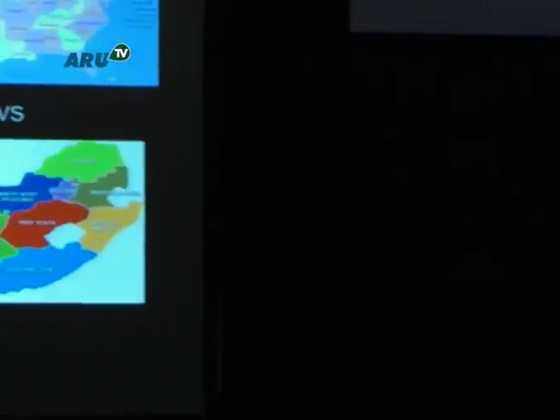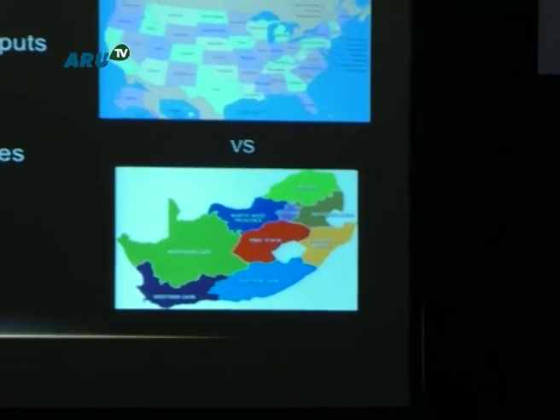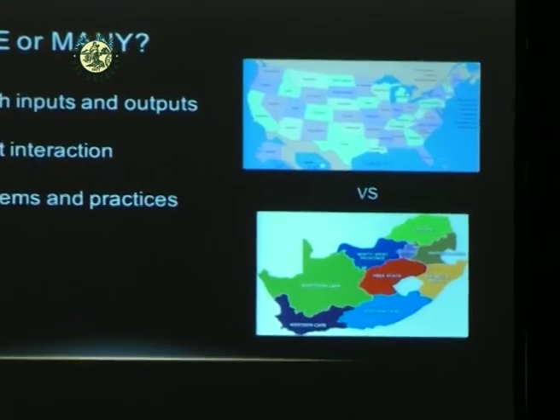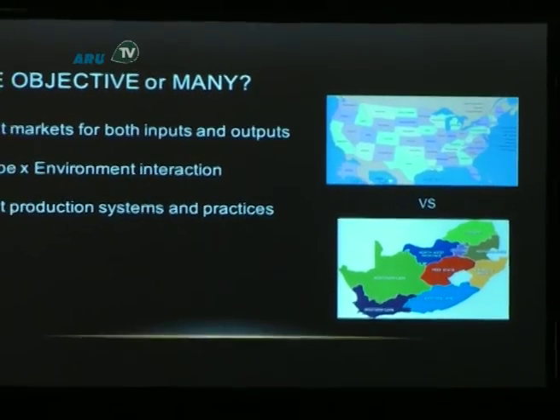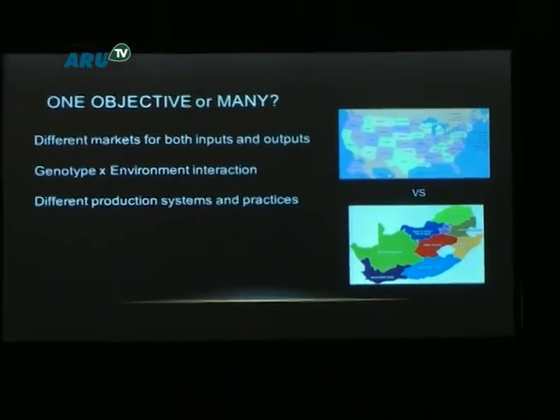So one objective or many? The two maps here are designed to remind me that I did an exercise with Angus cattle where I compared breeding objectives for the U.S. and for South Africa for a World Angus conference such as this one. And those production systems are very different.